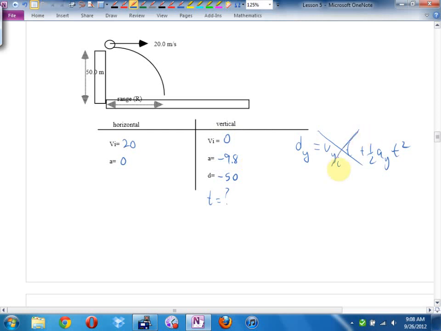So what are we trying to find? Let's get the t by itself. I think I would times by 2, divide by a, and then how do I get rid of a squared? You know what? Let's see if we can do this in one step. T is going to be the square root of 2 dy divided by ay. That's an A. Looks like a 9.